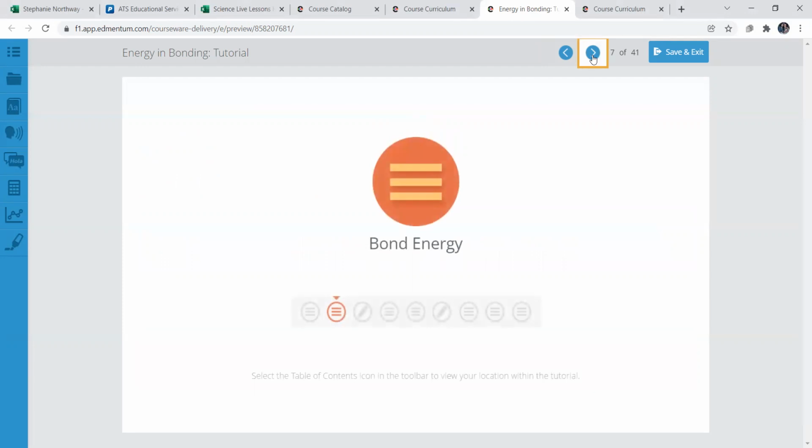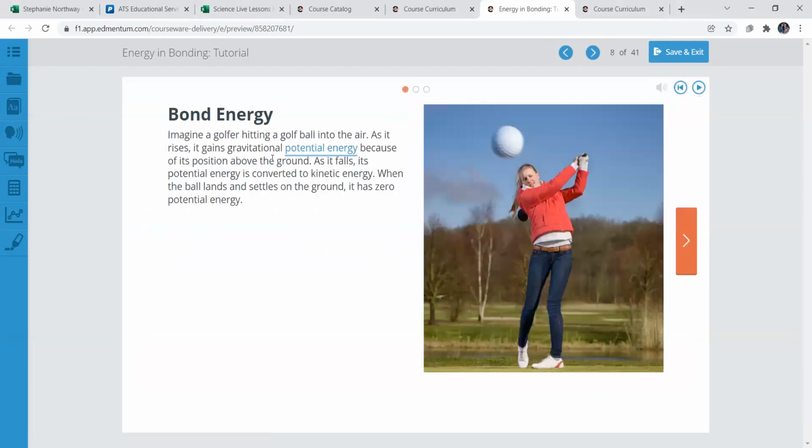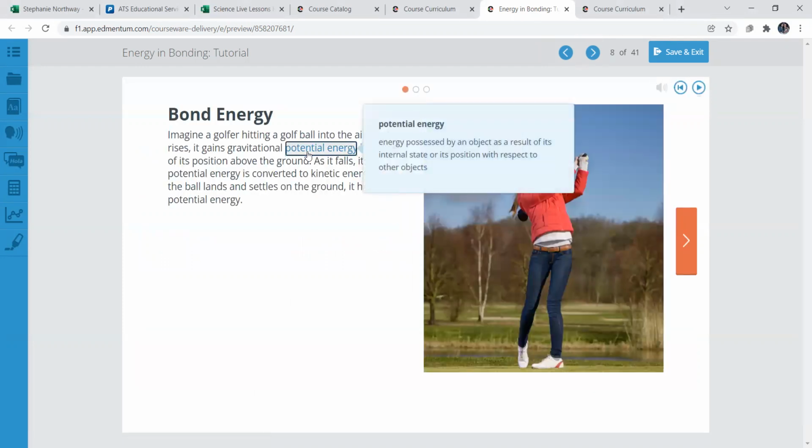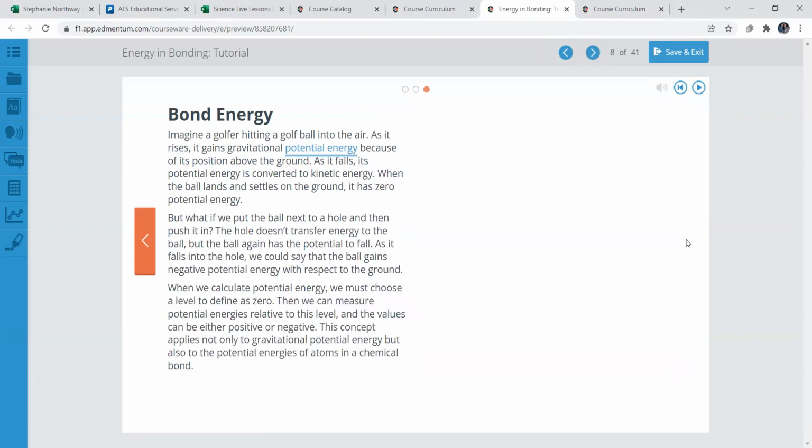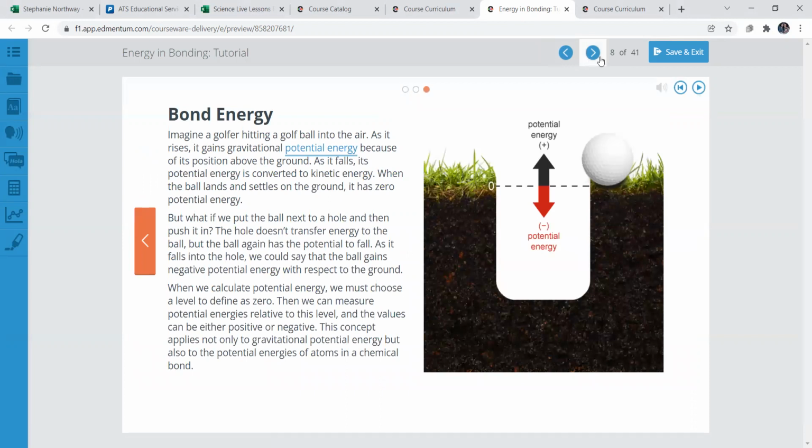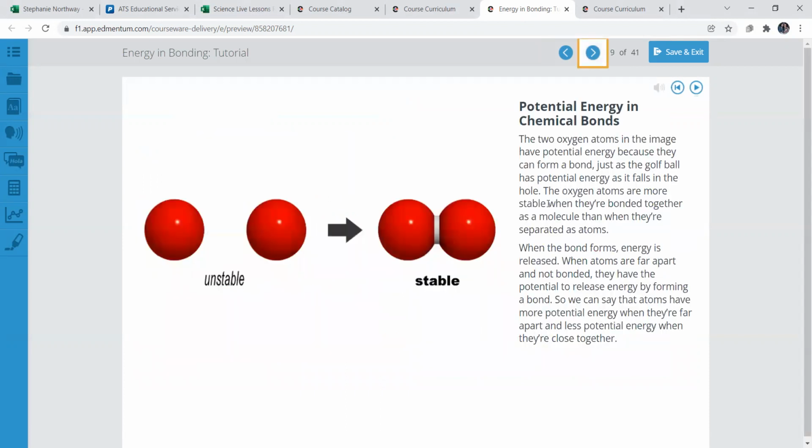Okay, let's go to the next part. Bond energy, potential energy. Energy possessed by an object as a result of its internal state or its position with respect to other objects. Okay. Potential energy in chemical bonds, unstable and stable.